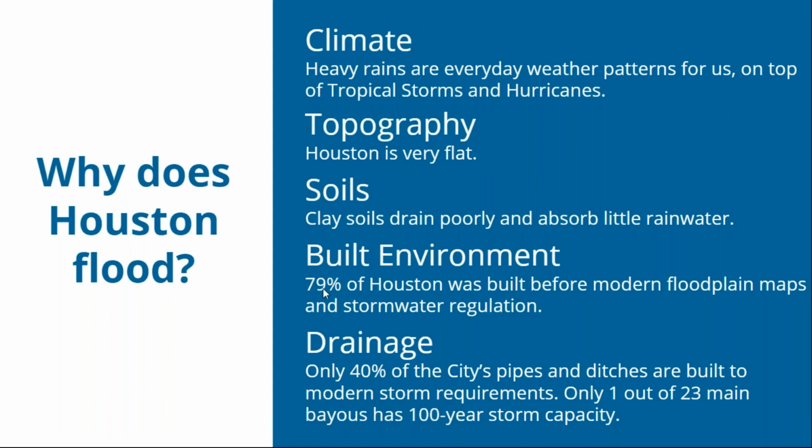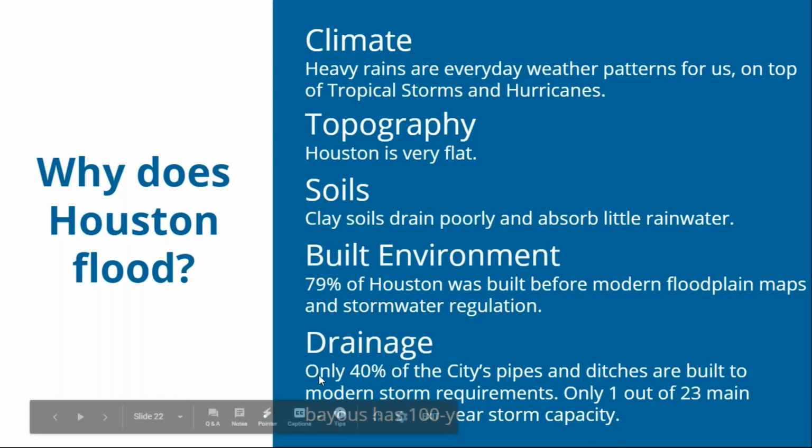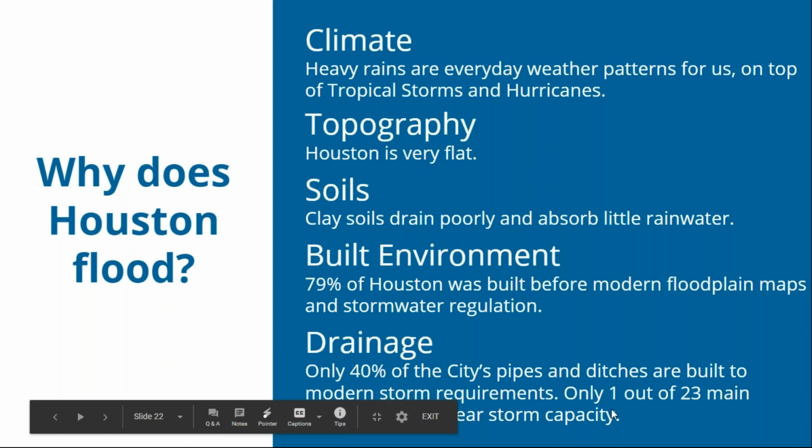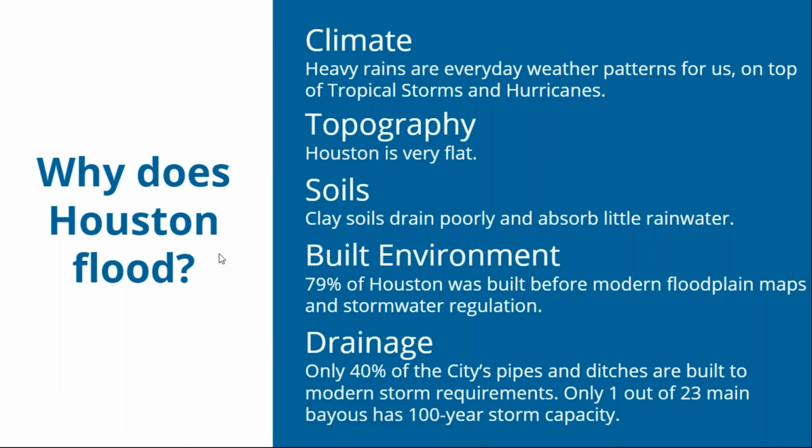I mean, 79% of the city was built before we ever had one floodplain map. Remember subdivisions? There were no real maps until the 70s. You already had Meyerland. You already had Montrose. You already had Independence Heights. You had so many of these areas that were built out before. And only 40% of our pipes today are built to the minimum standard of 1 inch of drainage per hour. And only 1 out of 23 of the bayous even remotely meet the capacity, using old outdated information.